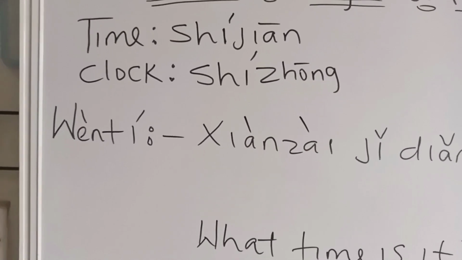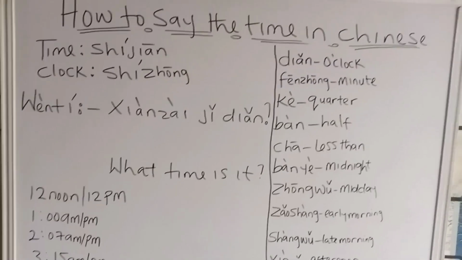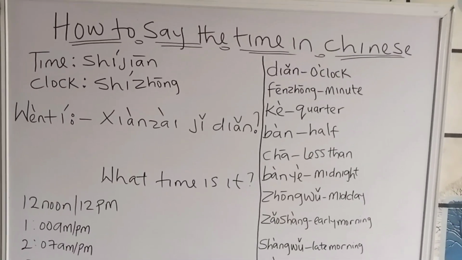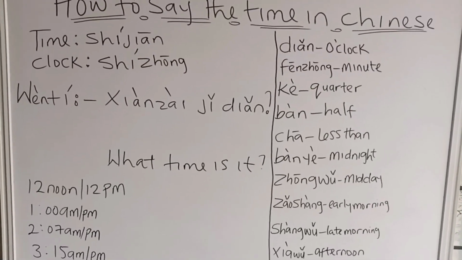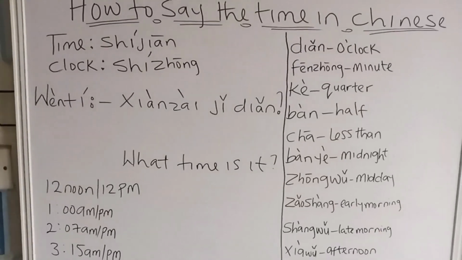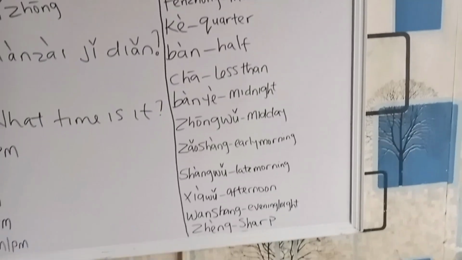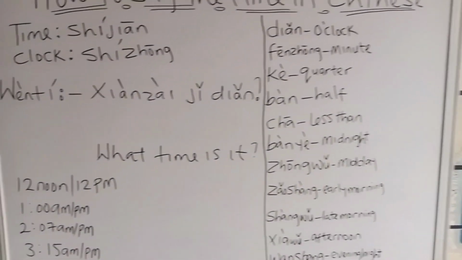From the previous class, we know that 问题 is question. And the way the Chinese ask you what time is it is 现在几点? 现在 means now. So what they're asking you is now, how many o'clock? 点 is o'clock. As you can see here, I listed out some words that will help you in telling time.